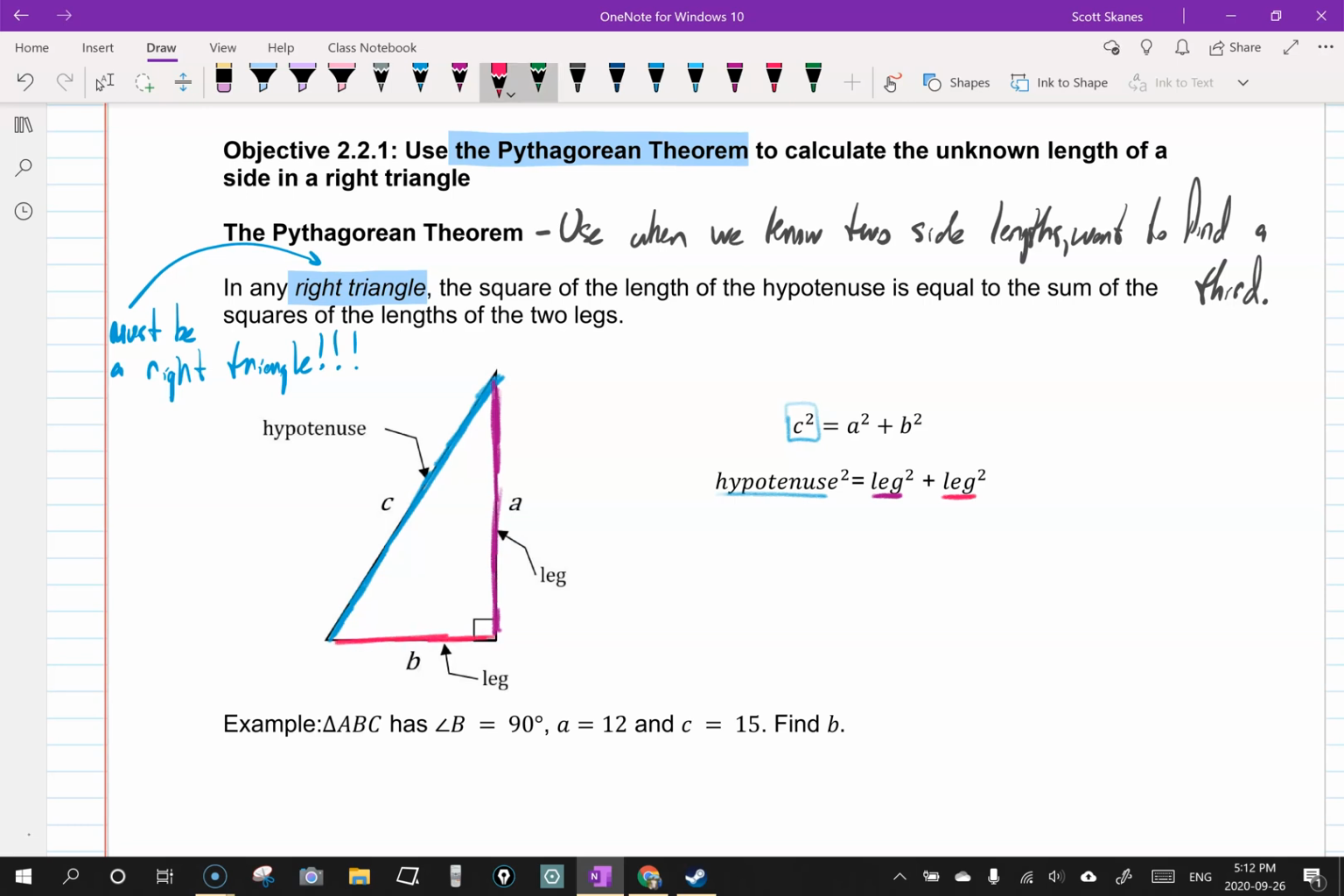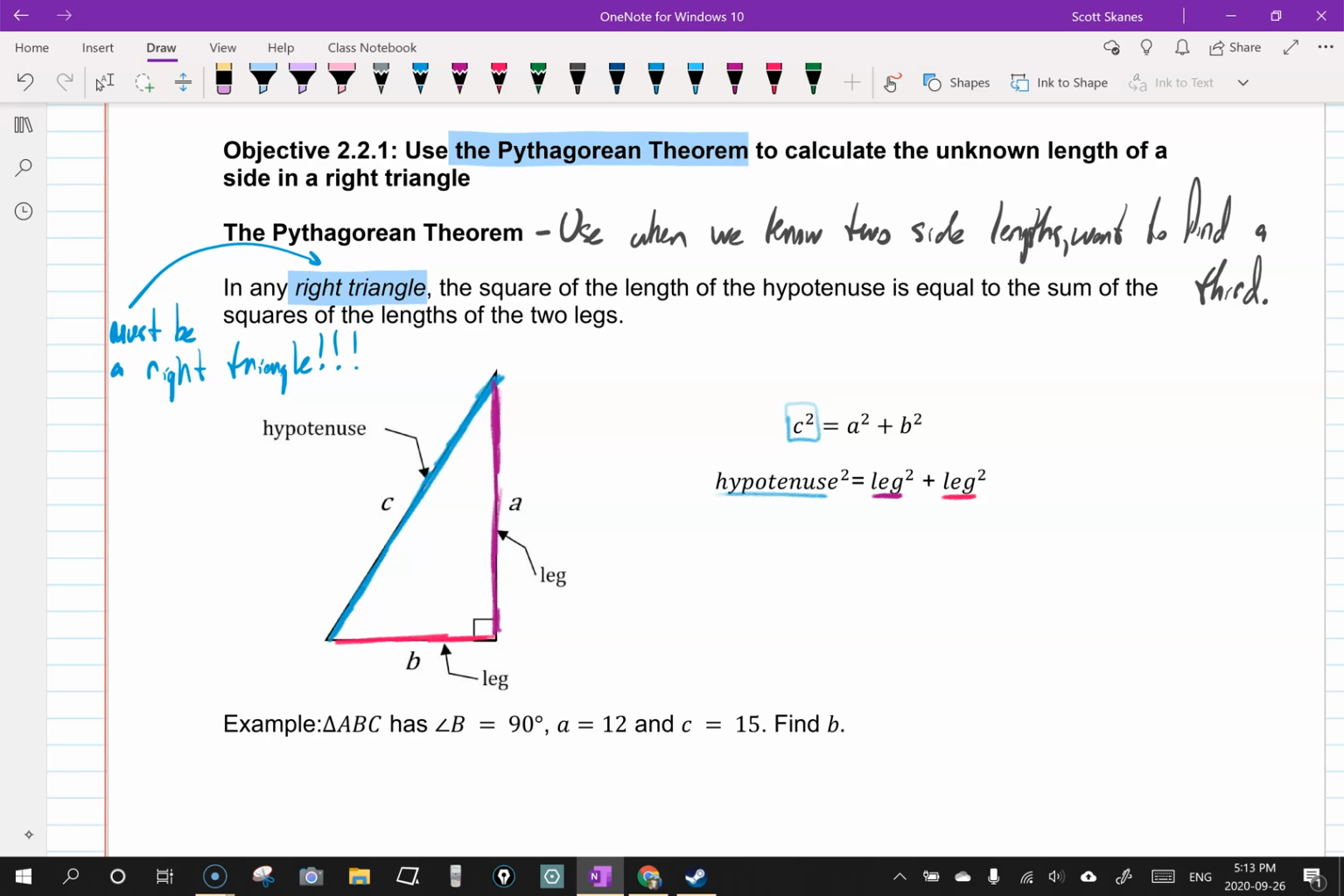So as long as we know two pieces, we can find the third. For example, if we know A and B, we can solve for C. Or if maybe we know C, maybe we know the hypotenuse and one of the legs, but we're looking for B. We can do this. As long as we have two knowns, we can solve for the third.